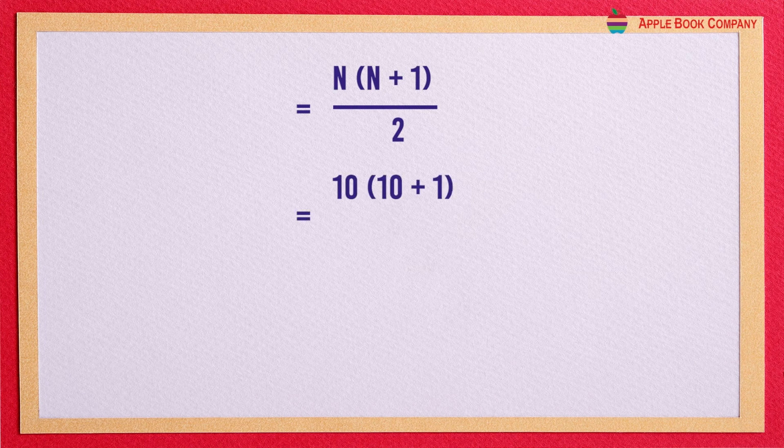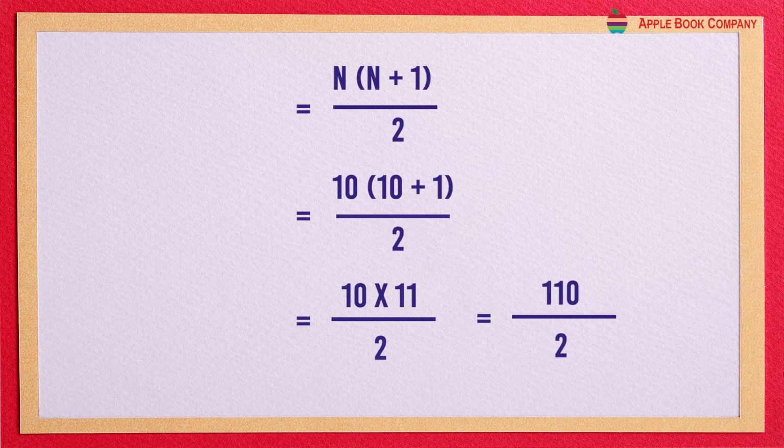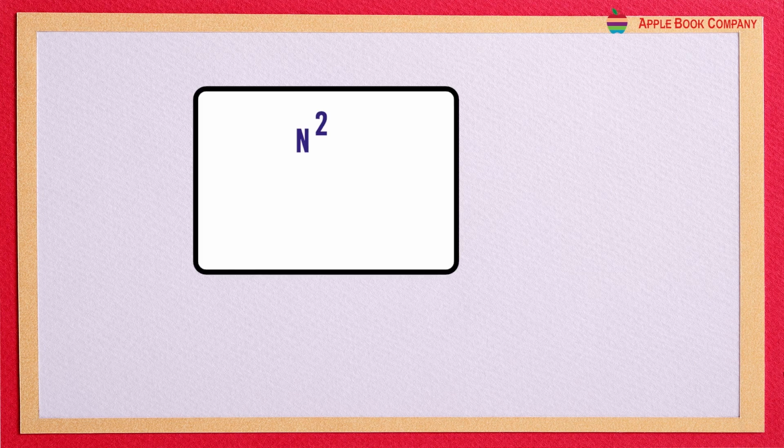Third bit, find the 10th triangular number. So how do we calculate? There's a formula which is equal to n into n plus 1 by 2. So since he's asking us the 10th triangular number, we take 10 into 10 plus 1 by 2, which is equal to 10 into 11 by 2, which is equal to 110 by 2 equals 55. So that will be your answer. And the fourth bit, write the 15th square number. So the formula for it is n square, right?